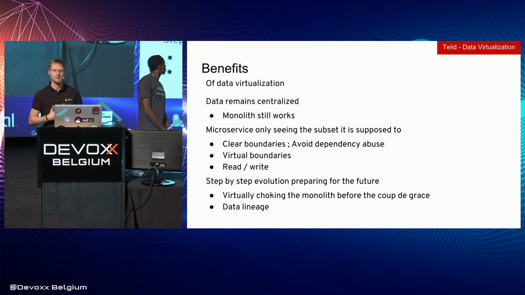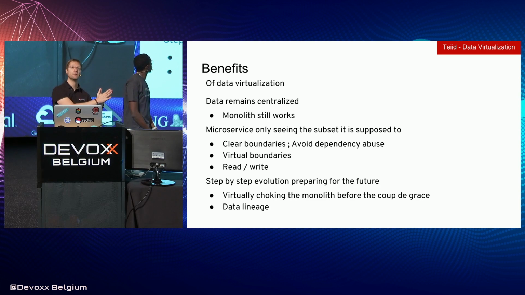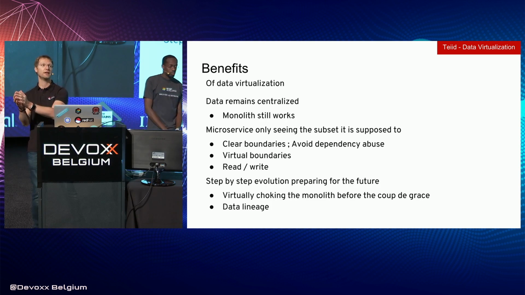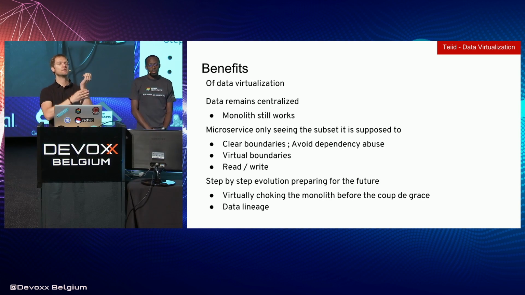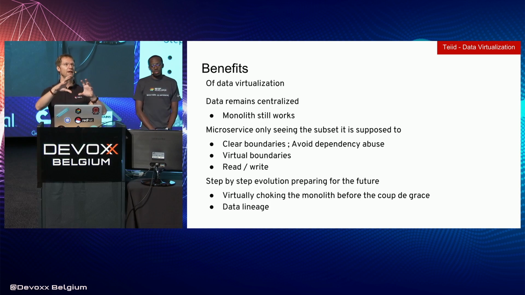So what are the benefits? First of all, the monolith still works because we haven't moved the data, so that's a very big benefit. I can start to shape my bounded context by defining my microservice, defining this virtual schema on the virtual database server, and saying, oh no, I only use the user table.